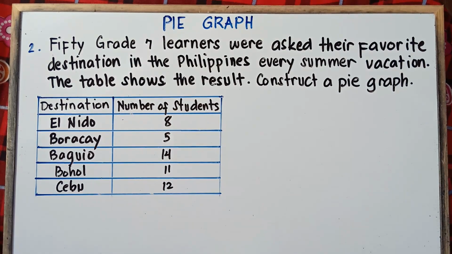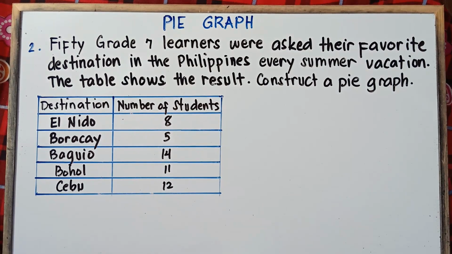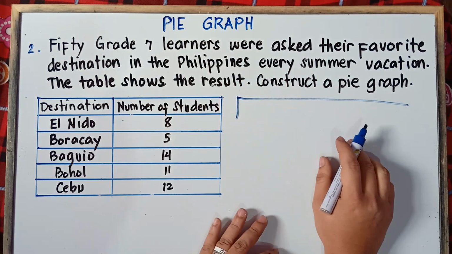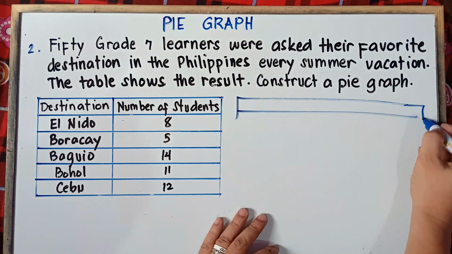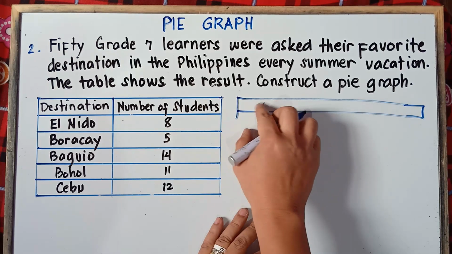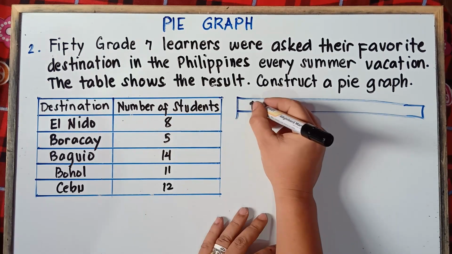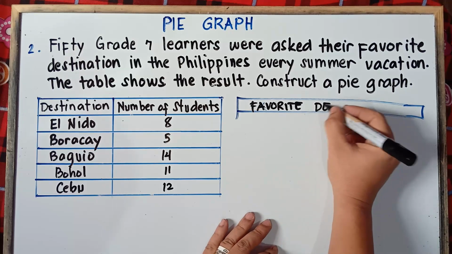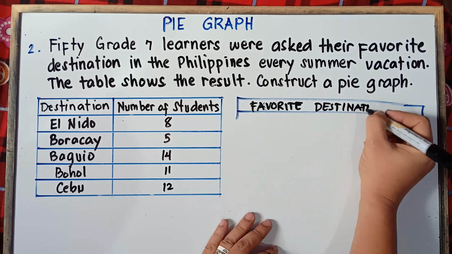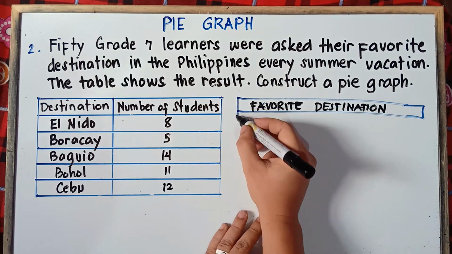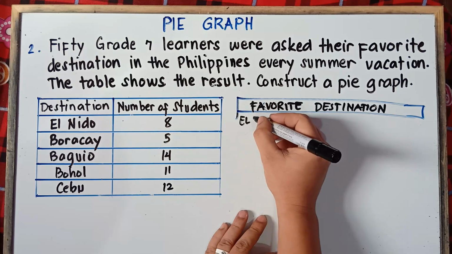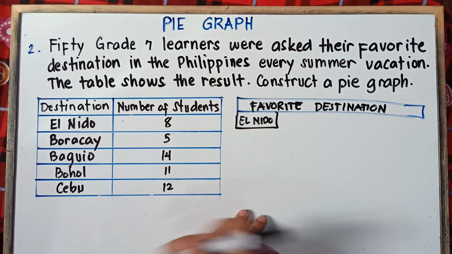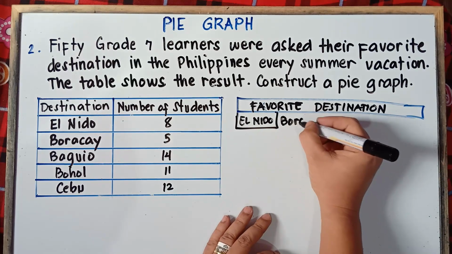So first thing to do class, we need to make a table. So let's have a rough sketch for our table. Then later on, we will make the actual table. We are asked for favorite destination, so this will be favorite destination. First one, we have El Nido. And then next one, we have Boracay.